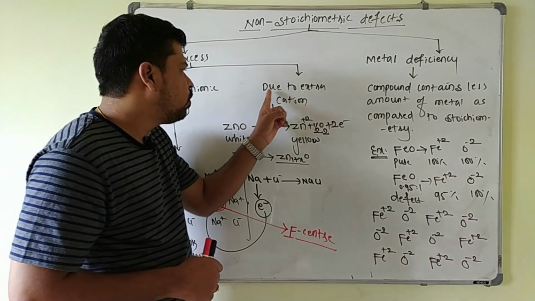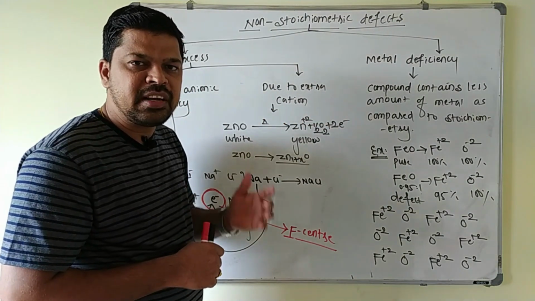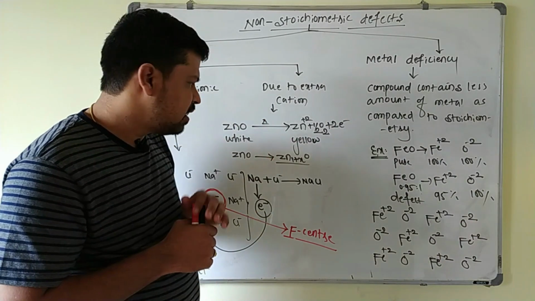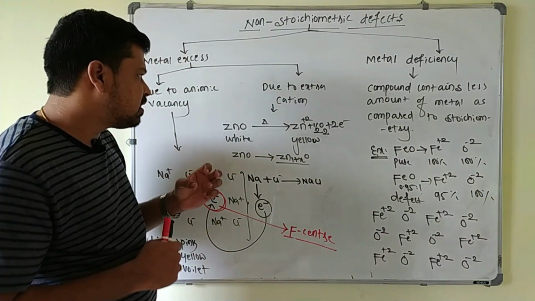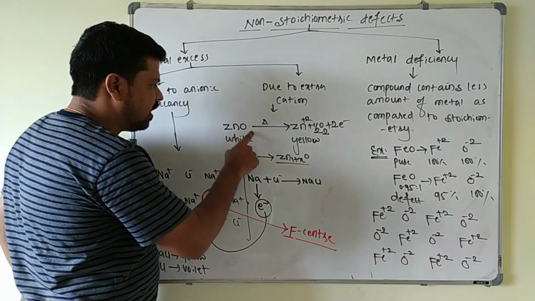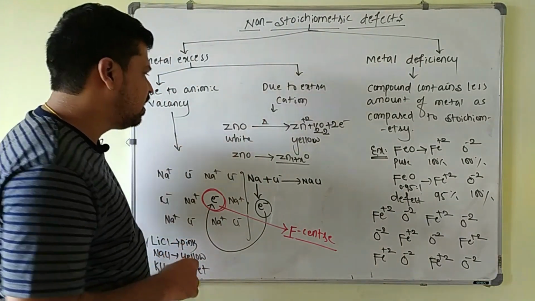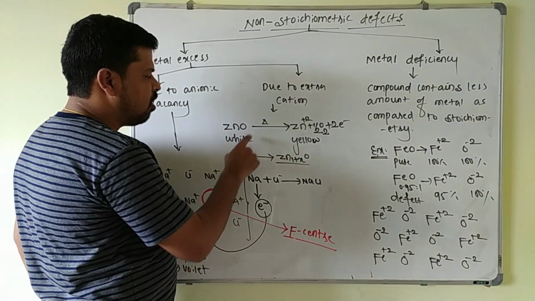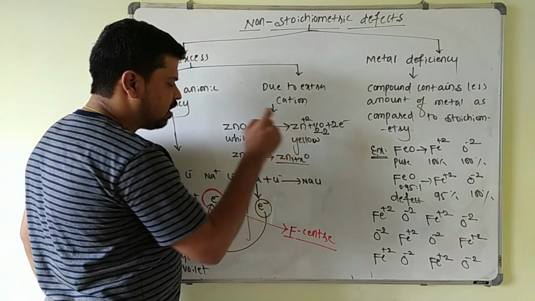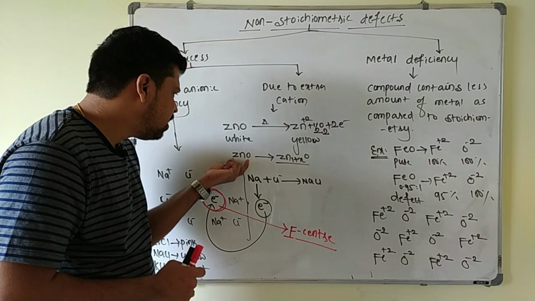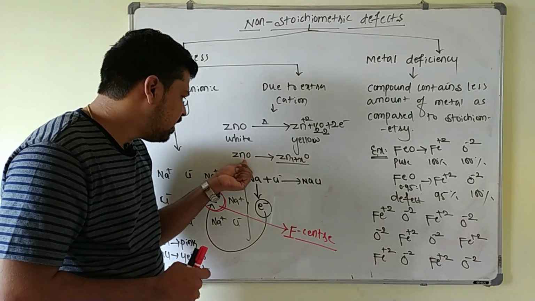Next one, due to extra cation. This type of defect is produced whenever an extra cation occupies an interstitial site. So these crystals have excess of cations. One example is zinc oxide. Whenever zinc oxide is heated, it is white in color. On heating, it loses oxygen and turns yellow. For pure zinc oxide, the formula is ZnO.